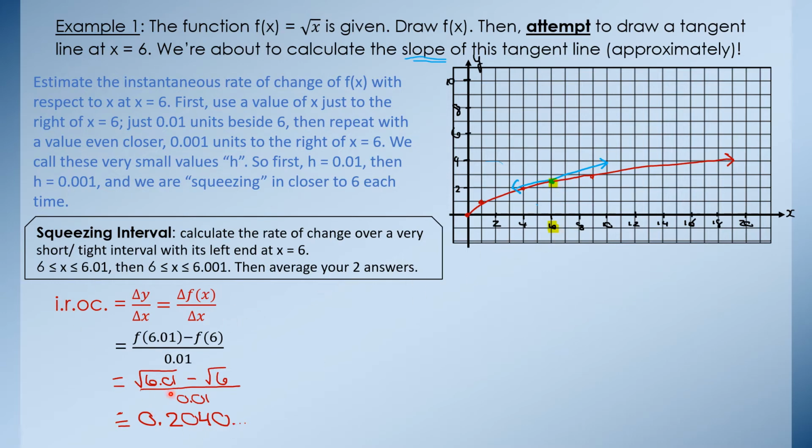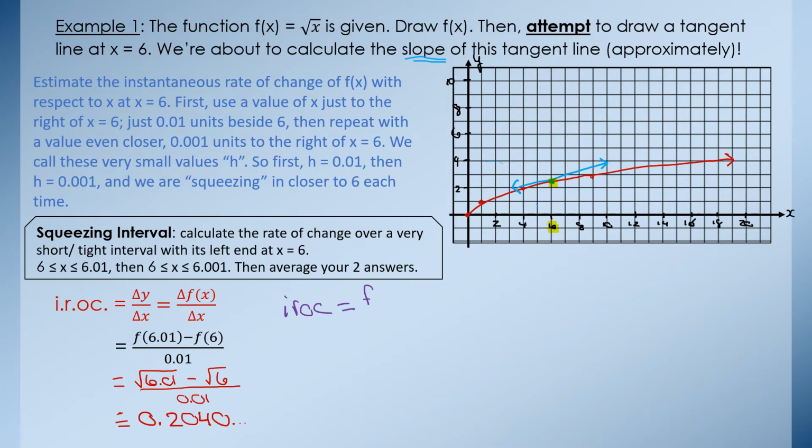So we're going to do all this again, but this time we're going to get even closer to 6 on the red curve. Let me switch colors. We use the same formula here, but we're going to do it all again. So we're going to find the approximate instantaneous rate of change again.